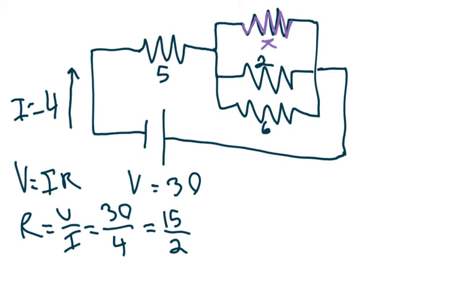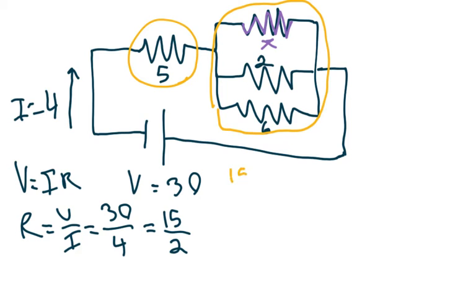So now we say, okay, how do we get to X? Well, we have a series, and then inside the series we have parallel. So first, I want to get the equivalent resistance of all this, and then we'll work inside the parallel. So I'm going to outline this in yellow and this in yellow. And I'm going to say that 15 halves, which is our total resistance for this, equals 5 plus R. And I know I'm using R interchangeably. I don't know, let's call this RP for R parallel. So this is RP.